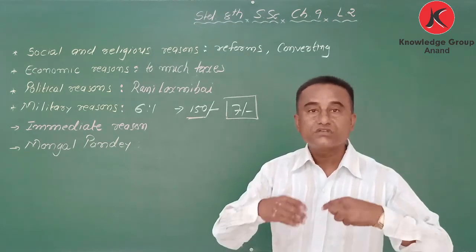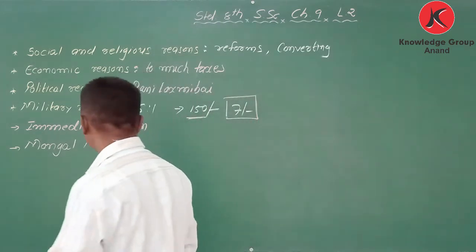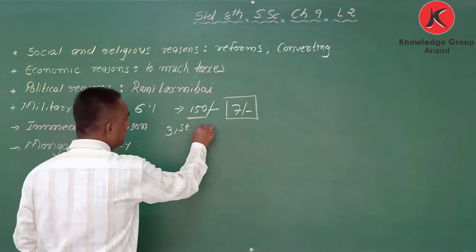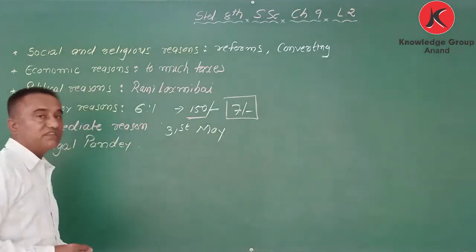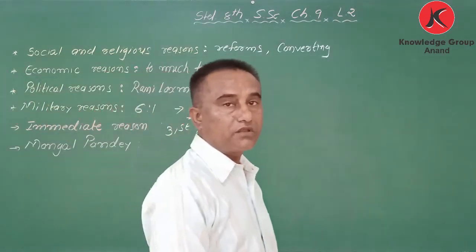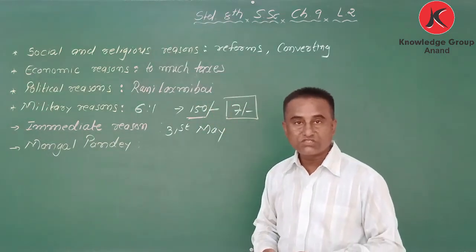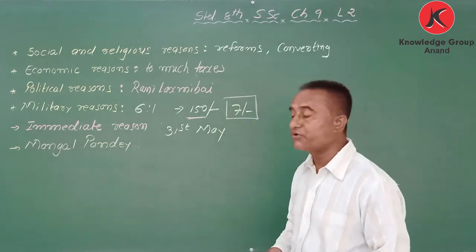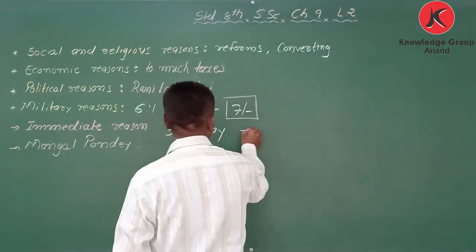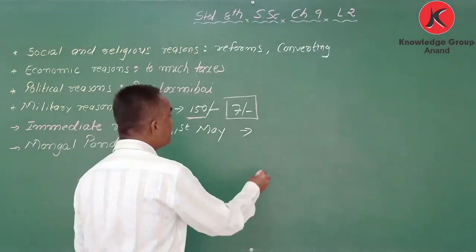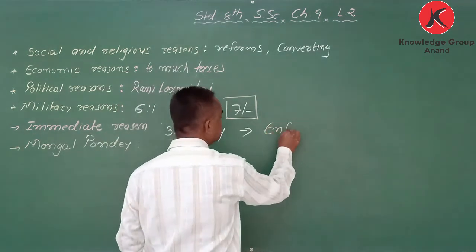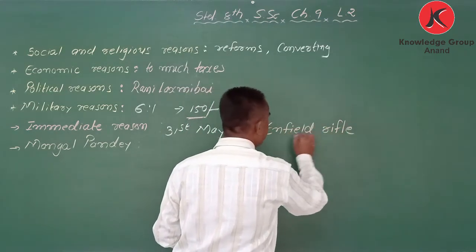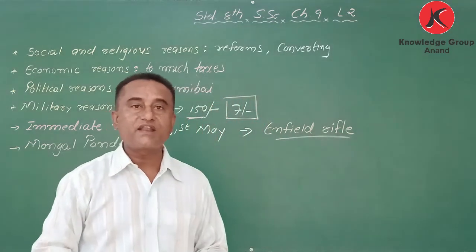They wanted to start a revolt, and because of that, they fixed one date. It was 31st May. But one thing happened in the Barrackpore camp. One of the soldiers, and at that time a new rifle was introduced. The name of the rifle was the Enfield rifle. My dear student, what was the thing about the Enfield rifle?